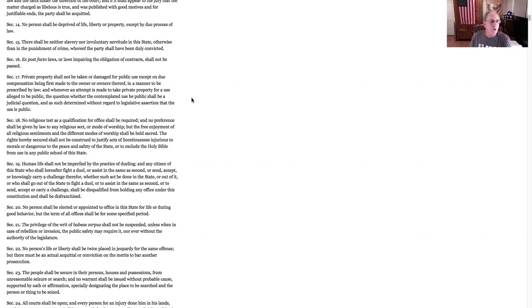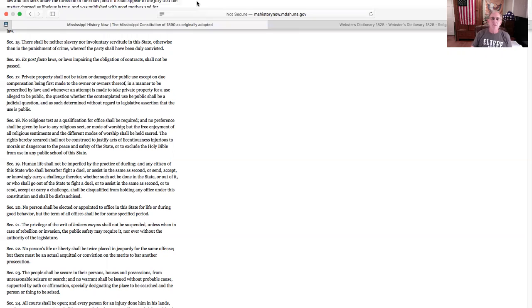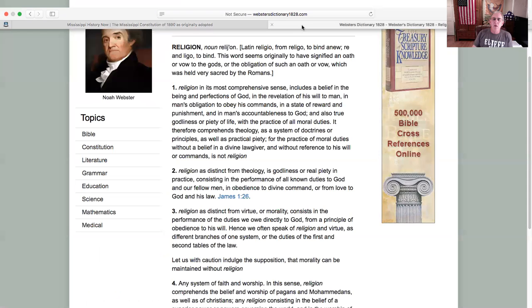No religious test as a qualification for office shall be required, and no preference shall be given by law to any religious sect or mode of worship, but the free enjoyment of all religious sentiments and the different modes of worship shall be held sacred. The rights hereby secured shall not be construed to justify acts of licentiousness, injurious to morals, or dangerous to the peace and safety of the state, or to exclude the Holy Bible from use in any public school of this state. So, with that in mind, we're going to simply define the terms and see what kind of light we can shed on it.